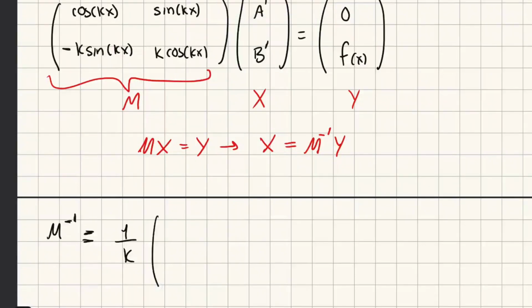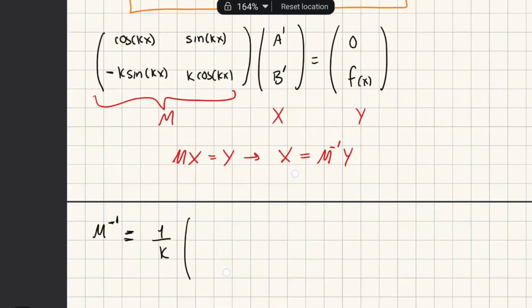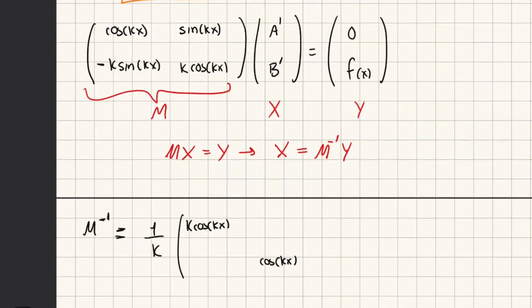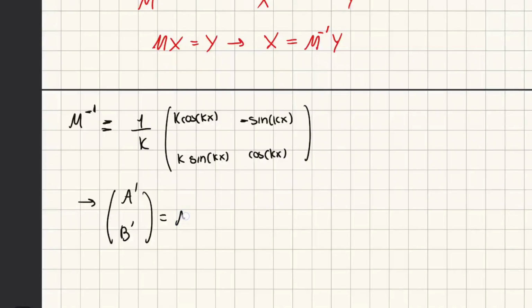Okay, perfect. And then we know that, if we want to find the inverse of a 2 by 2 matrix, we just need to switch this element with this element and then multiply by a minus sign this element and this element, right? So if we do that, we are going to get here that we have k cosine of kx, and then here cosine of kx, then this will be minus sine of kx, and this k sine of kx.